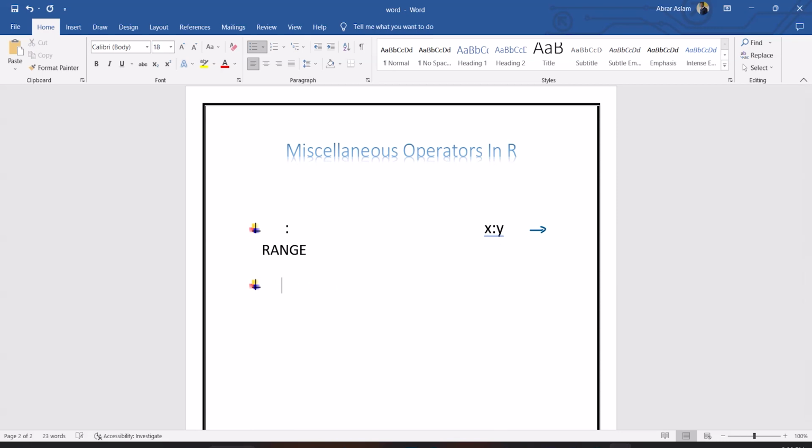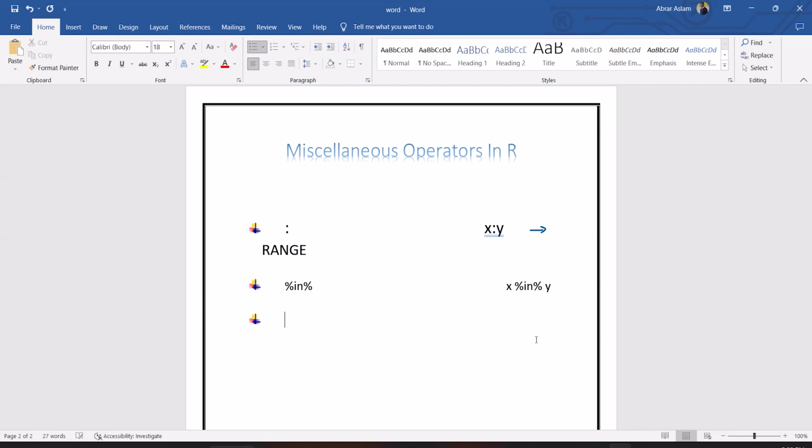The second operator is the in operator. This operator is used to check whether a value or element belongs to the given vector or not. It is used like this. So it checks if the scalar x is present in the vector y or not.